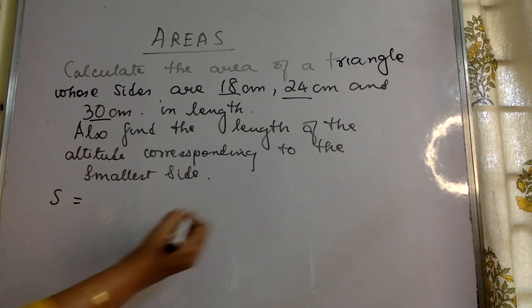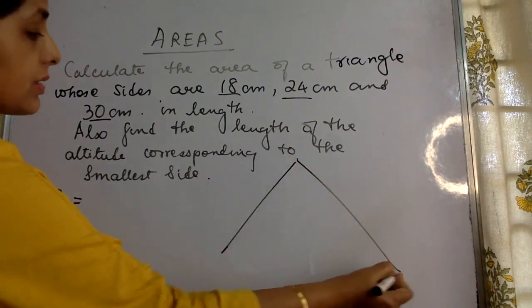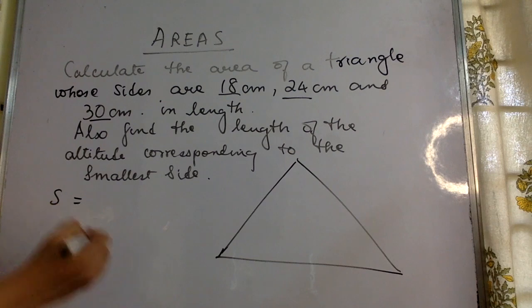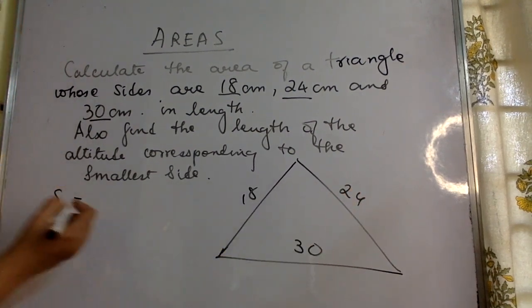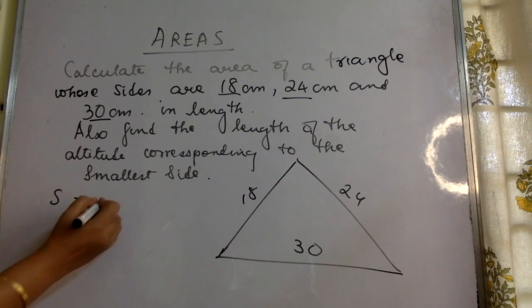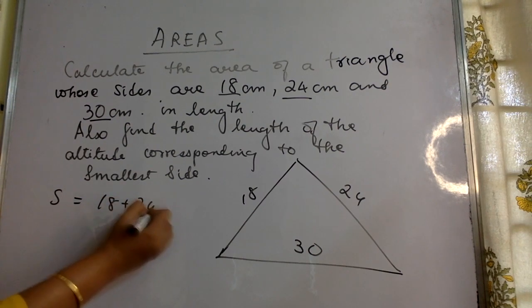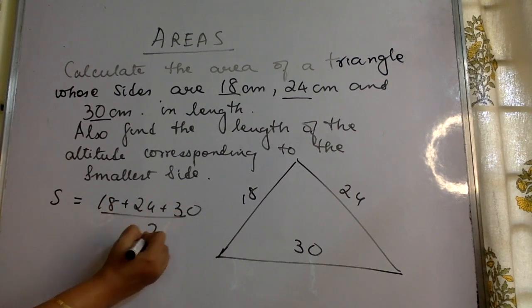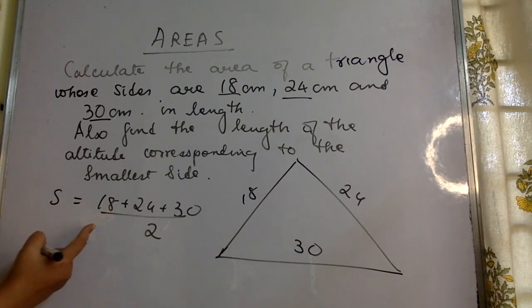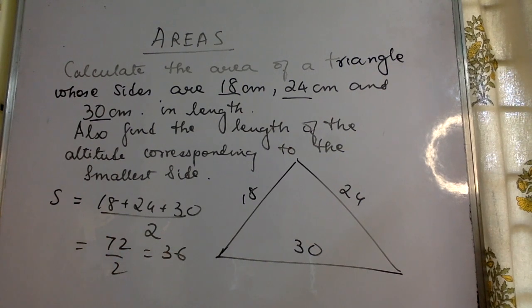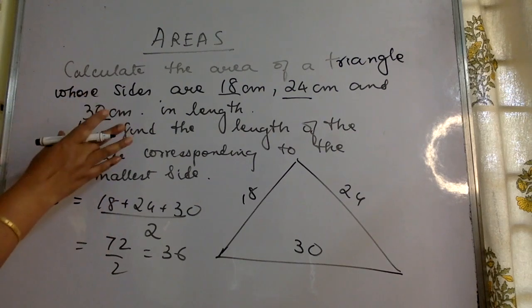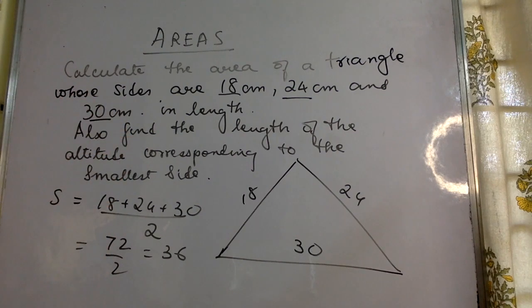Now what is semi-perimeter? If I draw the triangle, it's important to draw a rough sketch of the triangle, one side 18, one side 24 and one side 30. Semi-perimeter is you add up all the sides and divide it by 2. That gives 72 by 2, which is 36. So once this value is ready, we shall be placing it in the formula. Now what is the formula? Let us see.